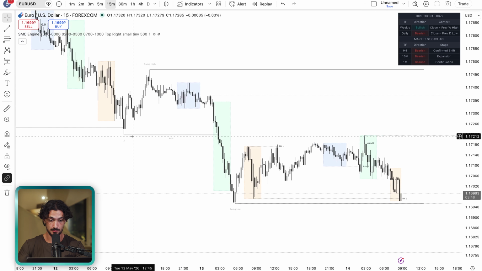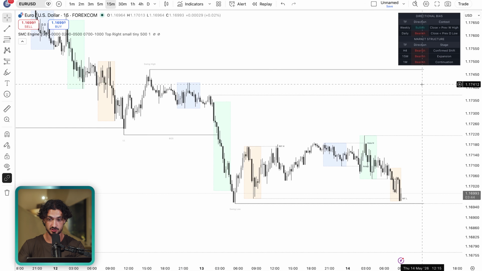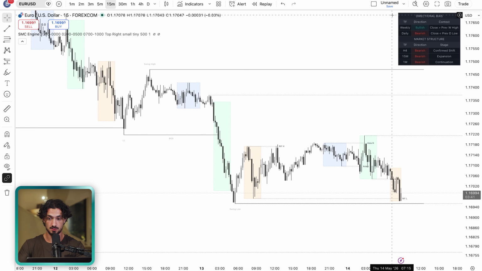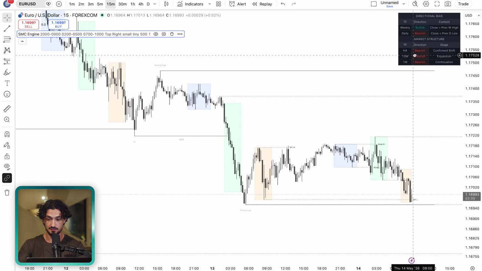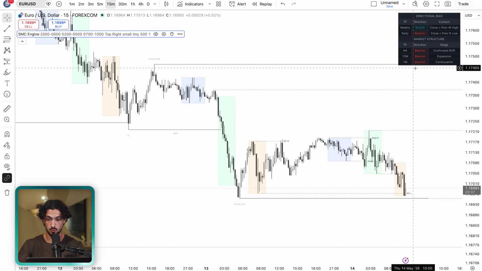You can see here we have a break of structure. So we know we're bearish. I even have this little thing in here, which tells me the 4-hour time frame is bearish, the 15-minute is bearish, the 1-minute is bearish.